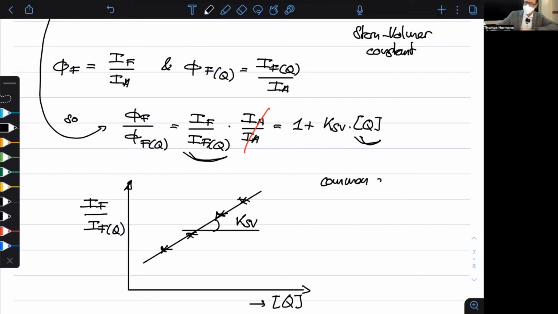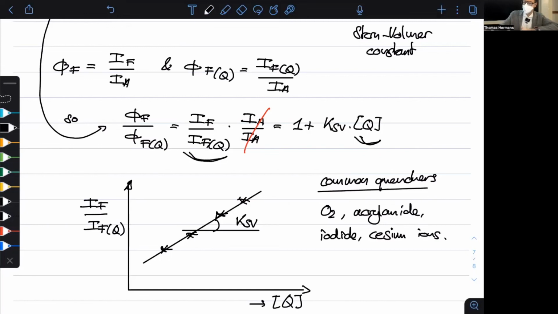So what are common quenchers? Like I said before, oxygen. So dissolved oxygen is the enemy of the photophysicist. Acrylamide, iodide, and cesium ions. So typically when you do photophysical measurements like quantum yield determination, you absolutely don't want to have any oxygen in your solution because it will kill most of your fluorescence.